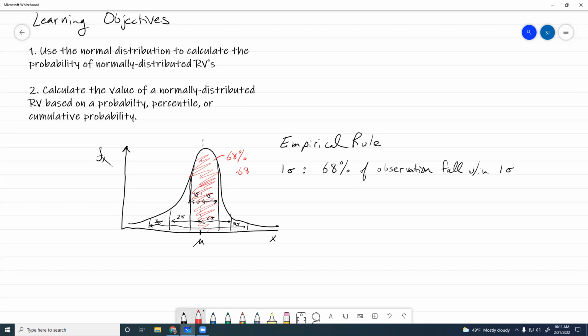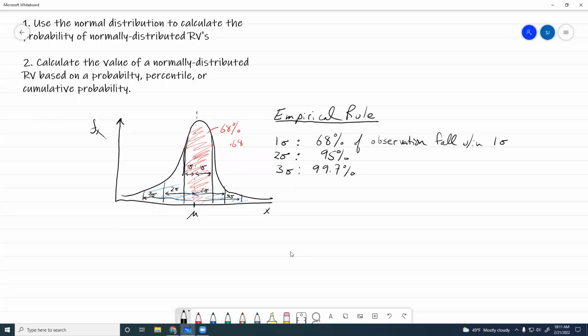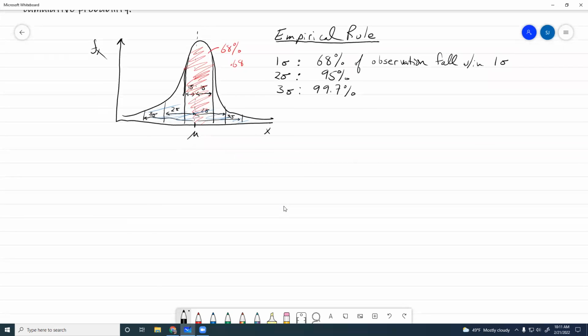If we go out to 2 sigma, we account for 95%. And then 3 sigma, we account for 99.7%. So that's all the way out here. That's the vast majority of observations; in this case they fall within 3 standard deviations. That's called the empirical rule. So that's a property of the normal distribution.